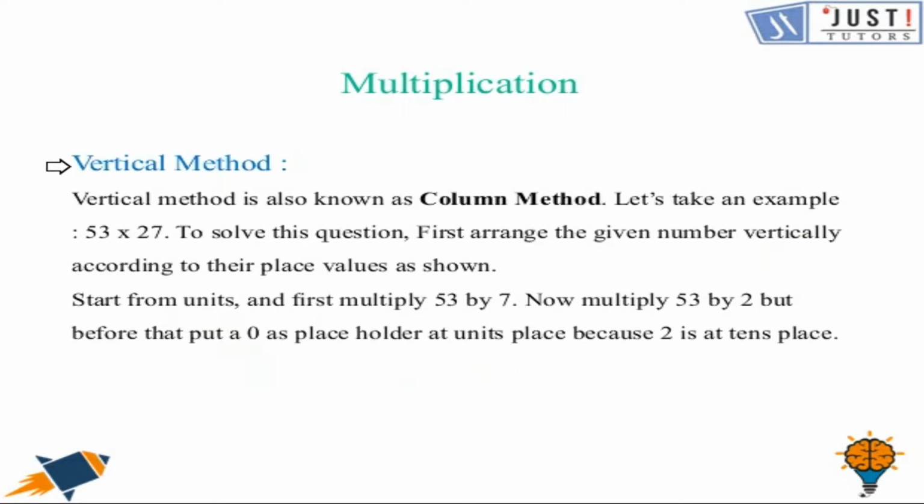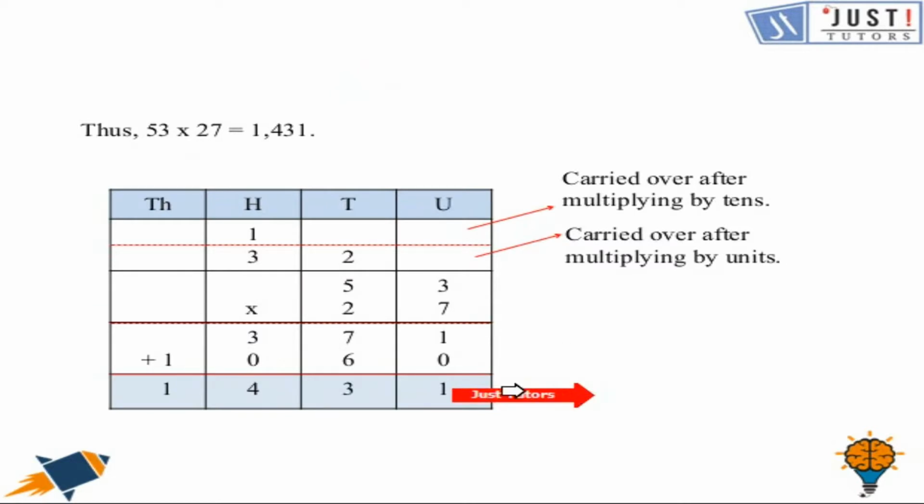Let's move ahead and learn the vertical method. The vertical method is also known as the column method. Let's take an example of 53 times 27. To solve this question, we'll first arrange the given numbers vertically according to their place values in the place value chart. And then we'll start from the units.